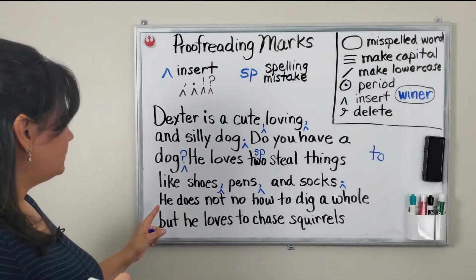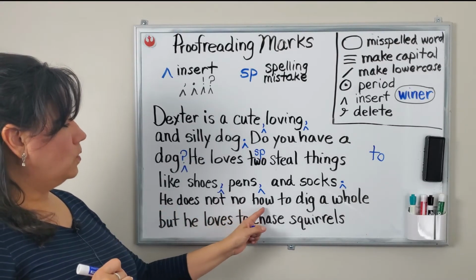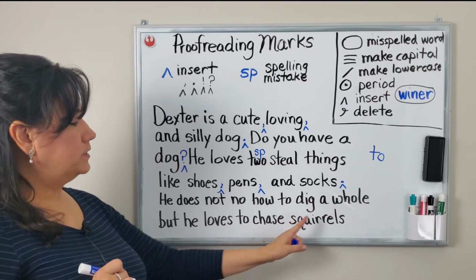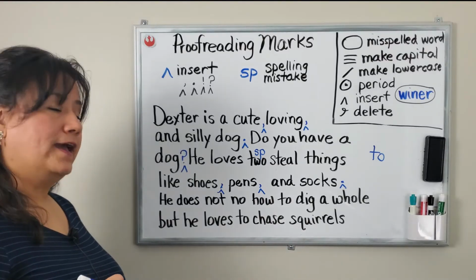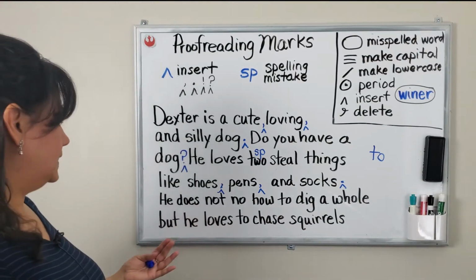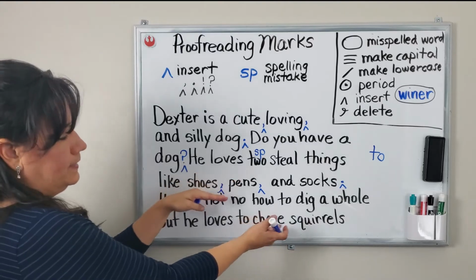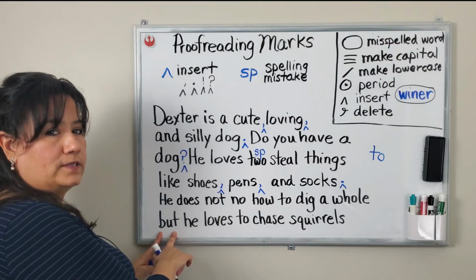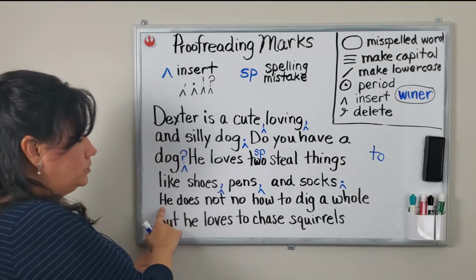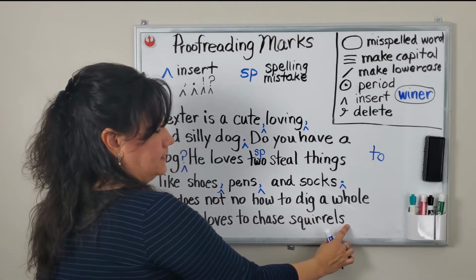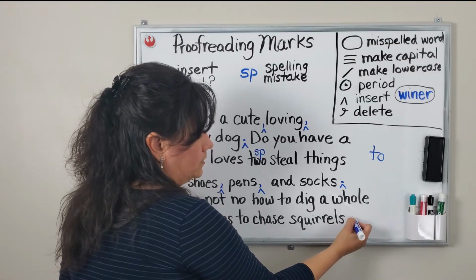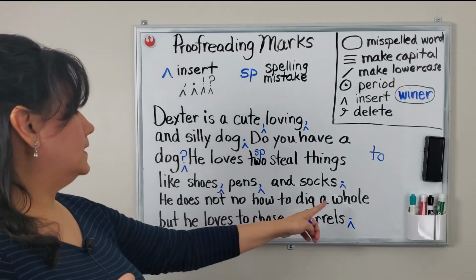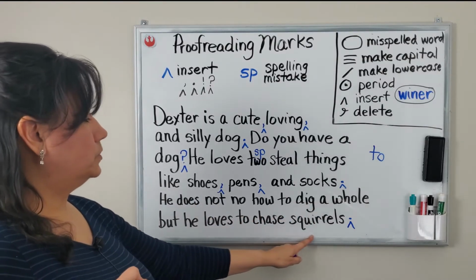Next sentence. He does not know how to dig a hole, but he loves to chase squirrels. So here we have a bit of a longer sentence, and we are putting kind of two thoughts together, or two things that he does, and we're connecting it with this word right here. So we do need something at the end of the sentence, and we need to insert a period. He does not know how to dig a hole, but he loves to chase squirrels.